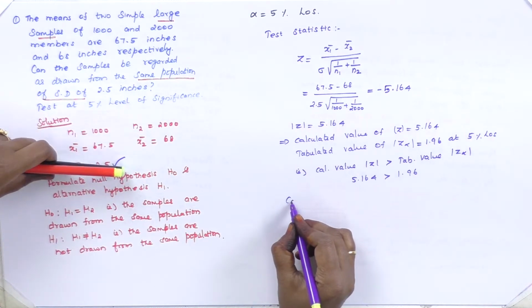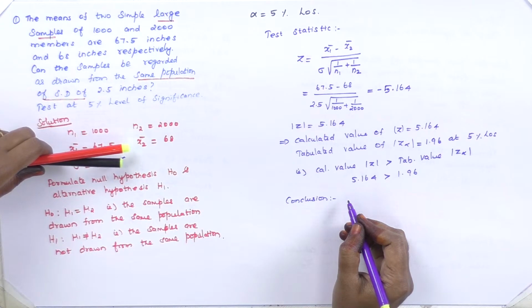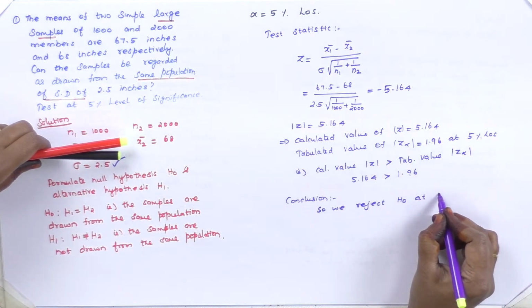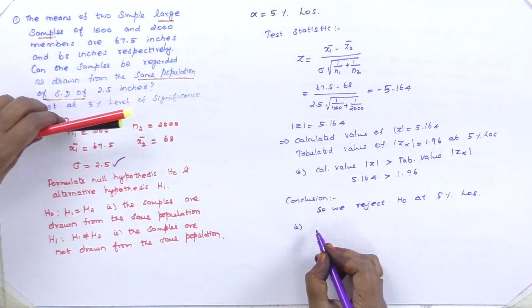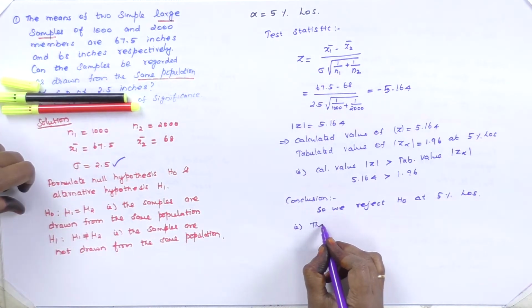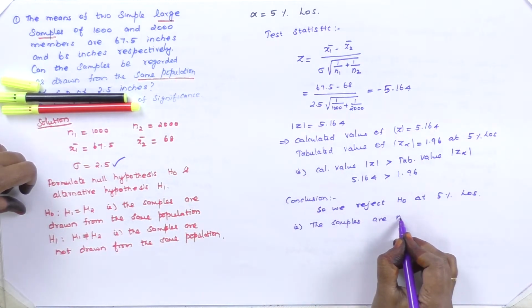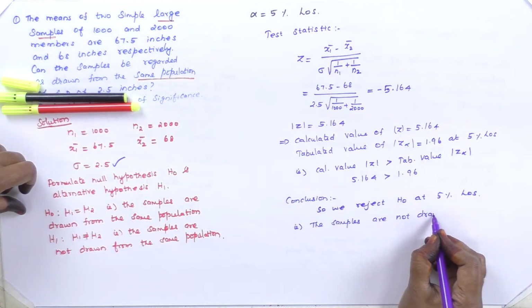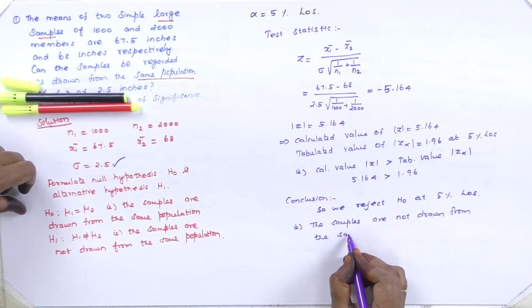Now we draw the conclusion for this. If the calculated value is greater than the tabulated value, it means we reject H naught at 5% level of significance. Therefore, our conclusion is accept H1, that is the samples are not drawn from the same population.